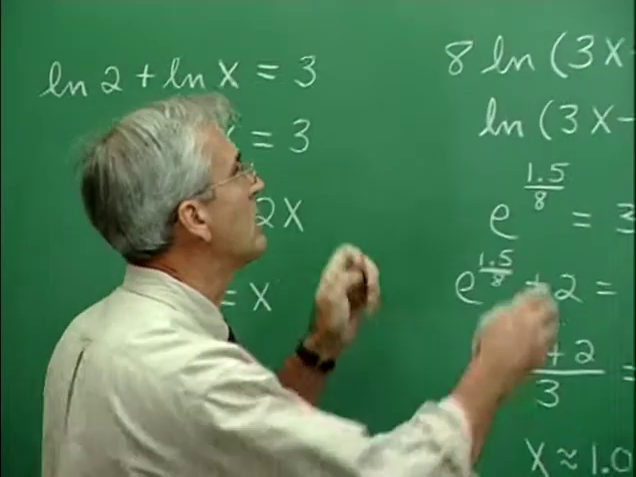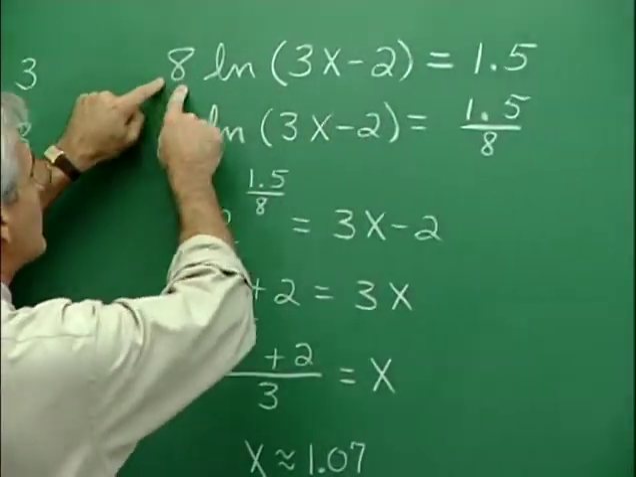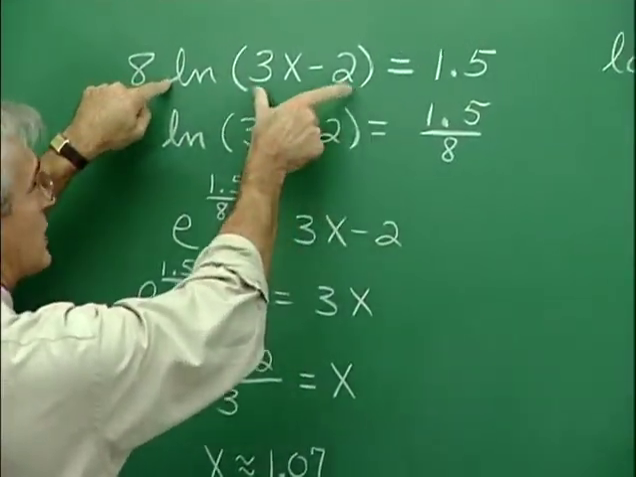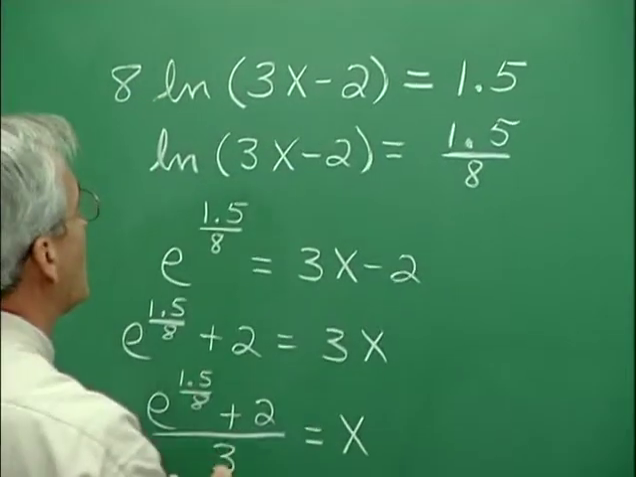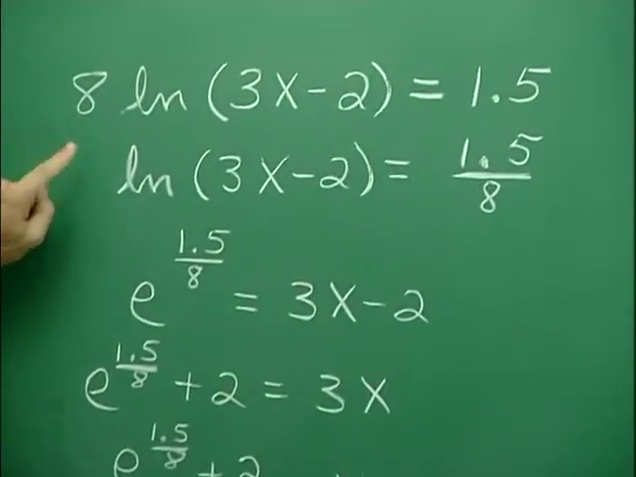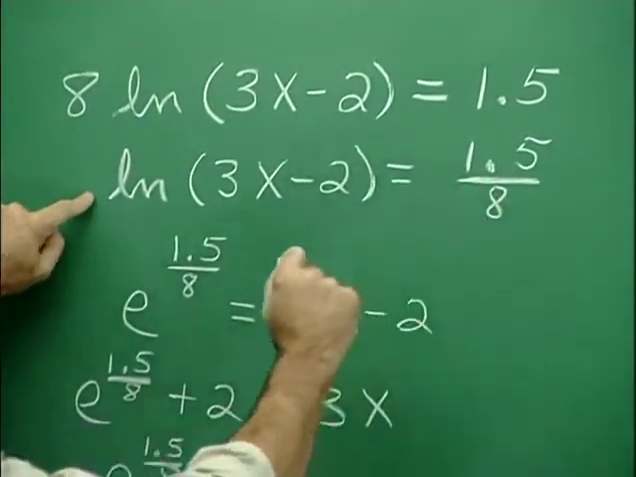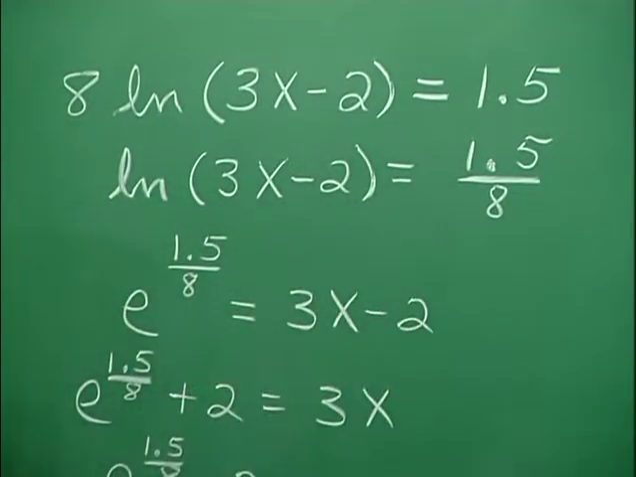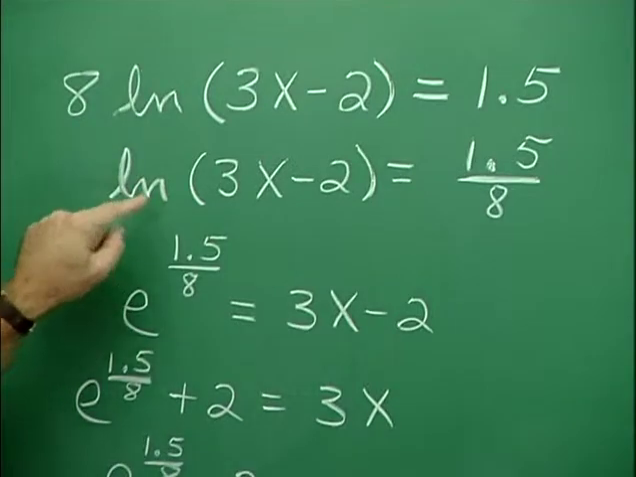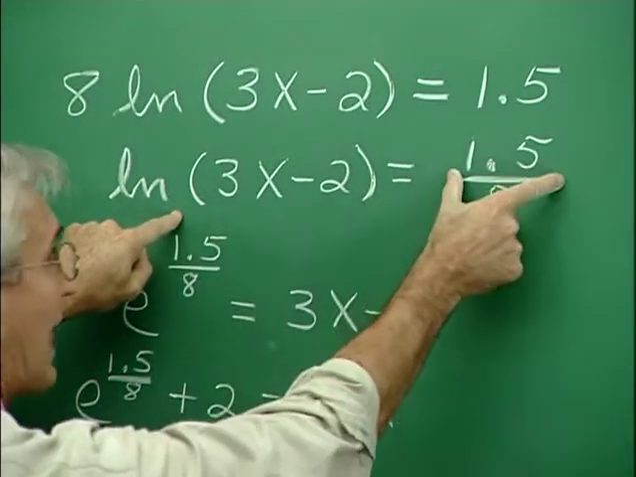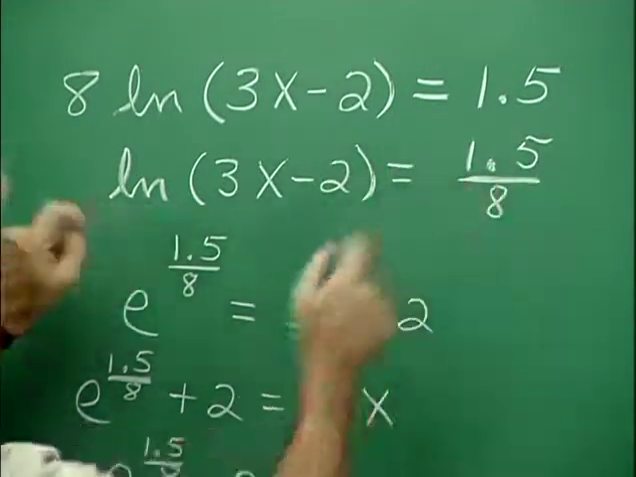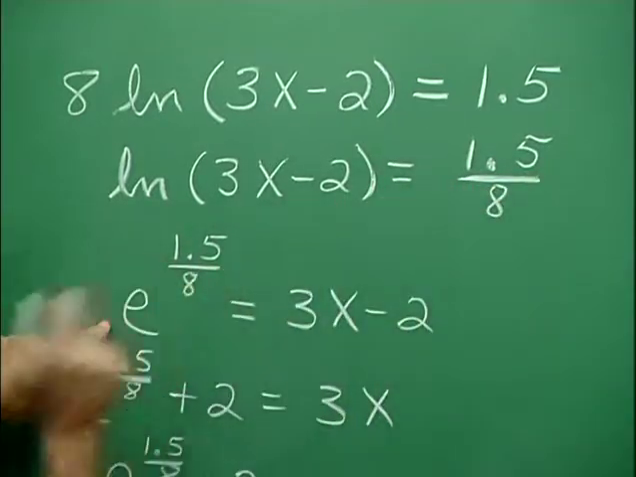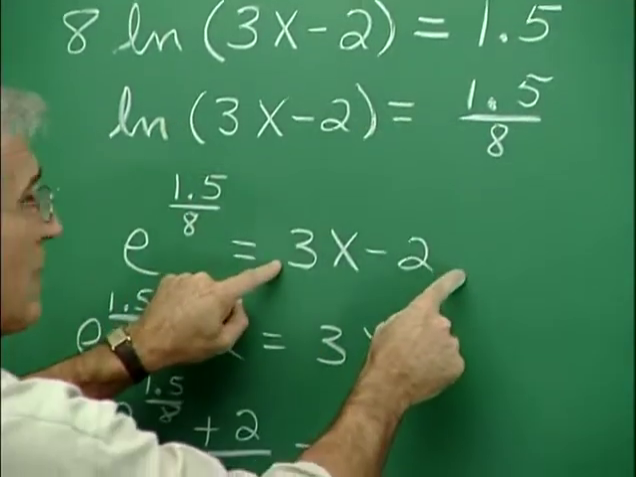Here's another situation, and in this one we have a coefficient on the log of the single entity, the binomial here. So we would want to clear that coefficient. We divide on both sides by 8. And now we are in the condition that we need to be in order to go into the exponential form. So we would have e to that fraction as its exponent. So it's e to that fraction set equal to 3x minus 2.